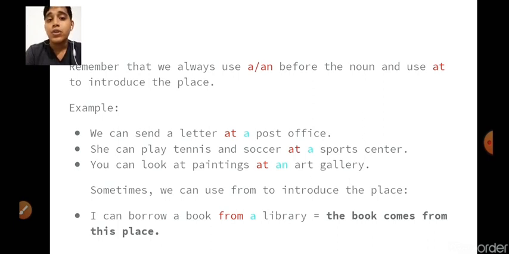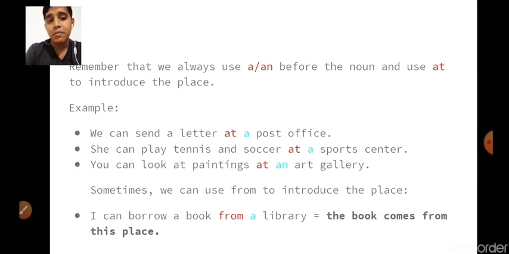Or you can look at the paintings at an art gallery, excuse me. So sometimes we can use from to introduce the place. We have here a little example. I can borrow a book from a library.